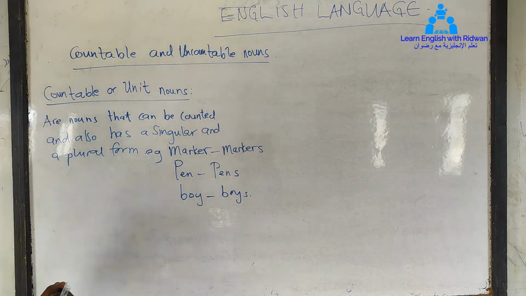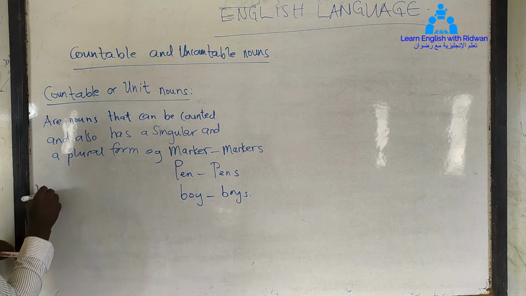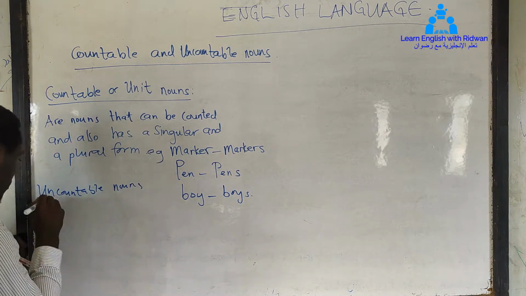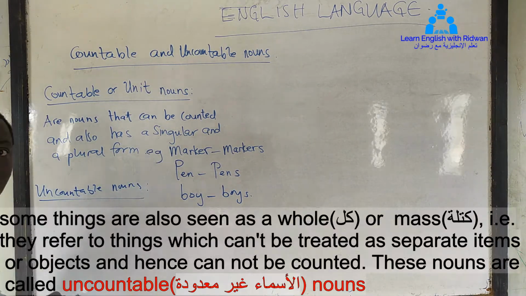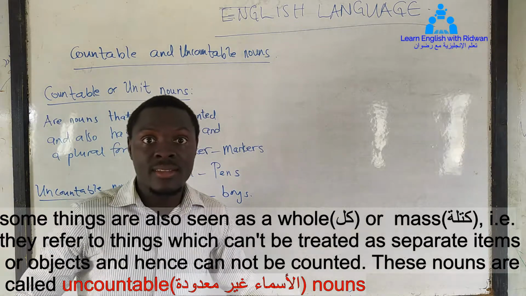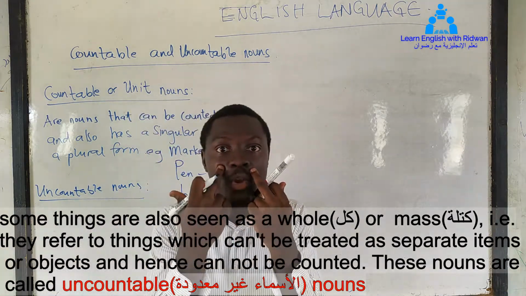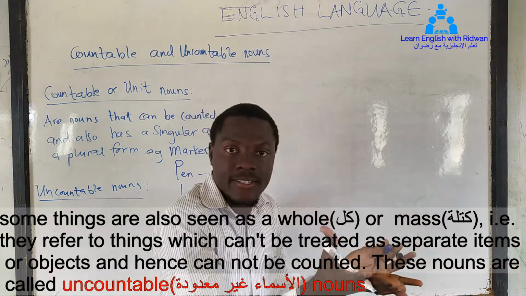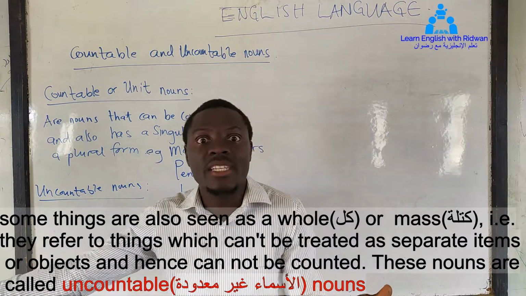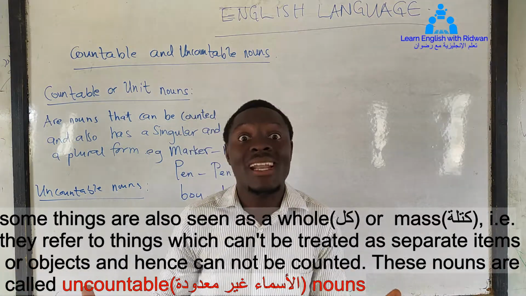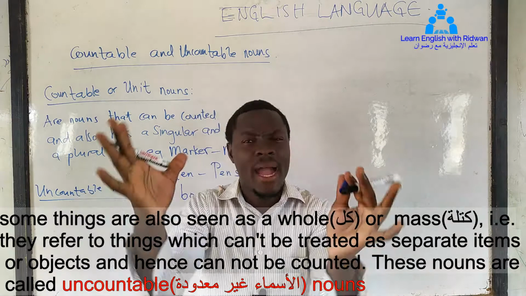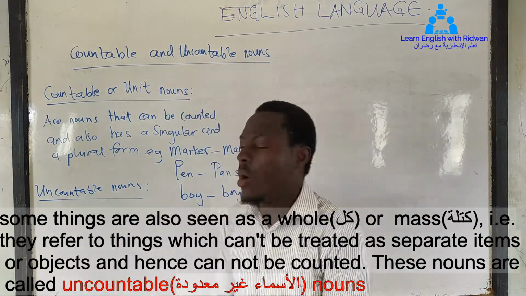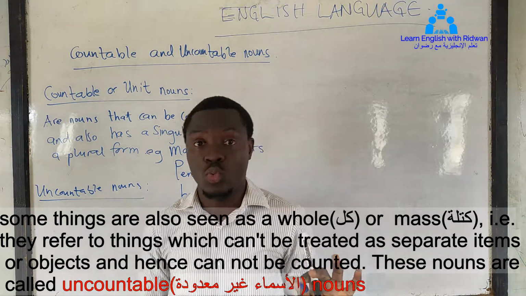So what are uncountable nouns? So we say uncountable nouns. So these are nouns that cannot be counted. Since they cannot be counted, we look at them or we see them to be a whole or a mass, because they cannot be separated from each other. And all things that cannot be separated from each other cannot be counted. So we treat them as a mass or a whole. And that is what we refer to as what? Uncountable nouns. إذا قلنا uncountable nouns أي الأسماء غير معدودة.